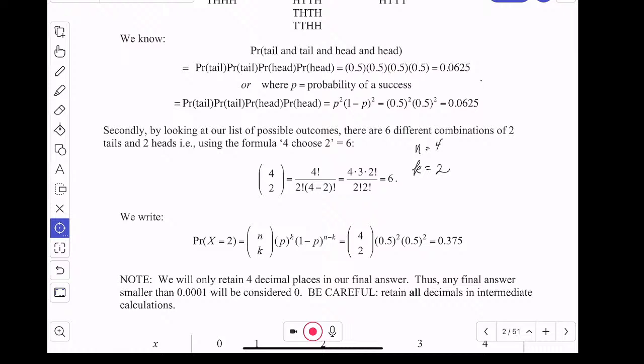So factorial means, 4 factorial means 4 times 3 times 2 times 1. In general, n factorial means n times n minus 1 all the way to 1. We don't have to do that by hand because we have our calculator, but that's actually the calculation you need to make. It's just accounting for all the different combinations or representations of, in this case, 2 tails in 4 flips of a coin.